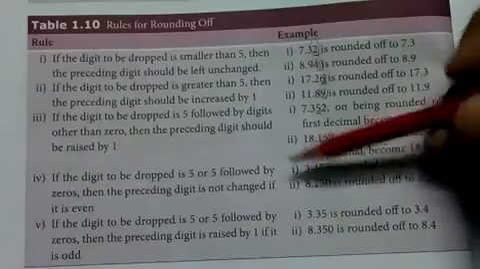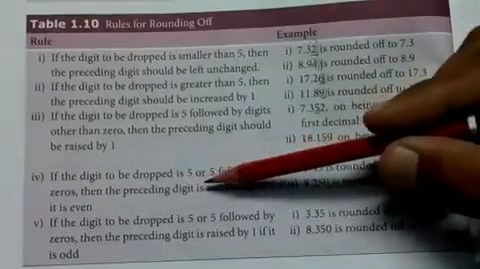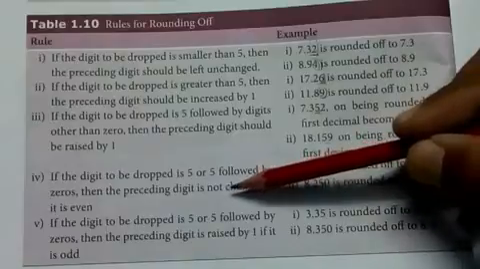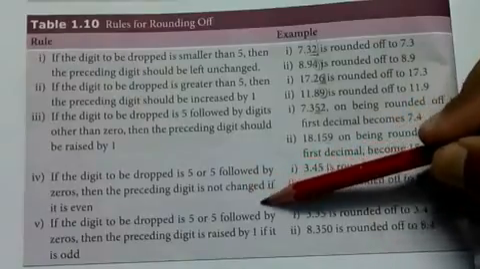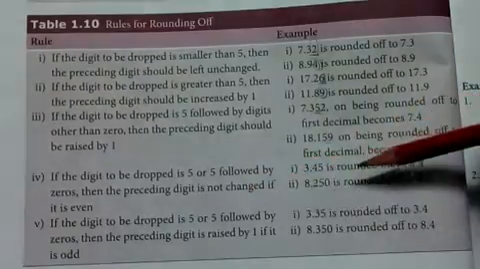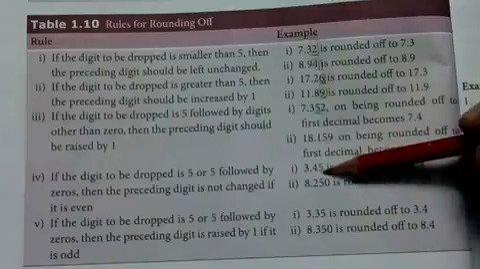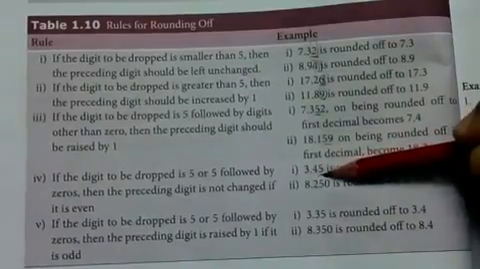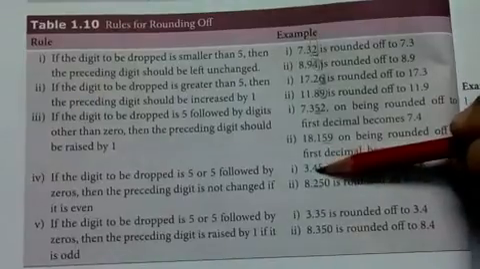Next one, the fourth rule: if the digit to be dropped is 5 or 5 followed by zeros, then the preceding digit is not changed if it is even. So this is the even-odd rule. Let's see this now. See the last number here, this number is 5. We must drop this 5 and make it 3.4. What happens we'll see now.